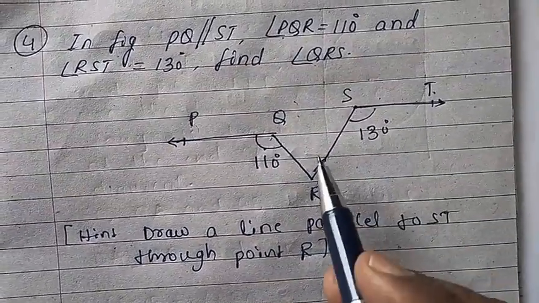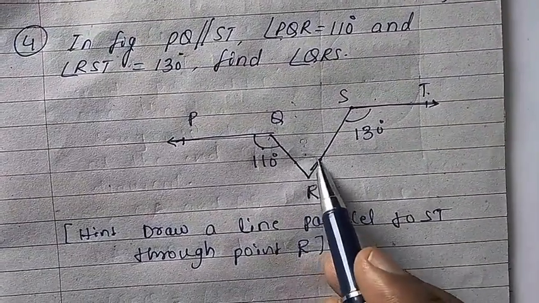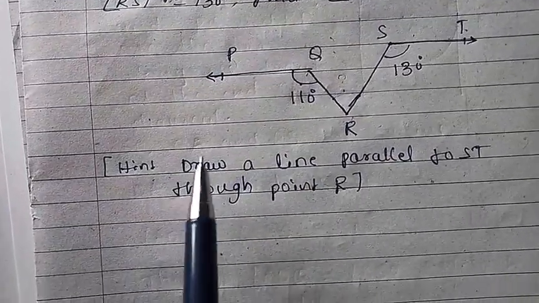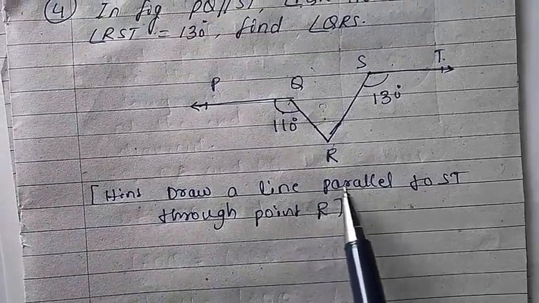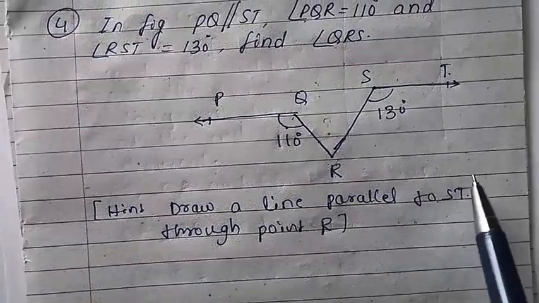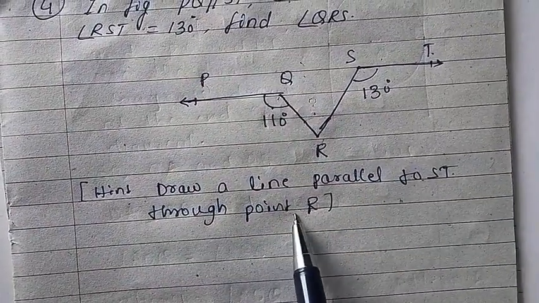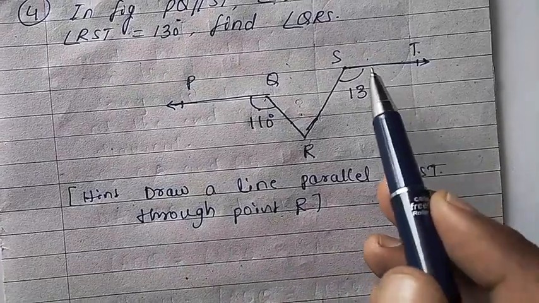Now this angle you have to find here, this QRS. Now see, they have also given a hint. You can see the hint here: draw a line parallel to ST through the point R. You have to draw it here. That should be parallel to ST.